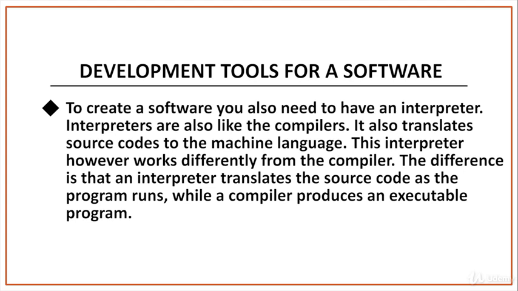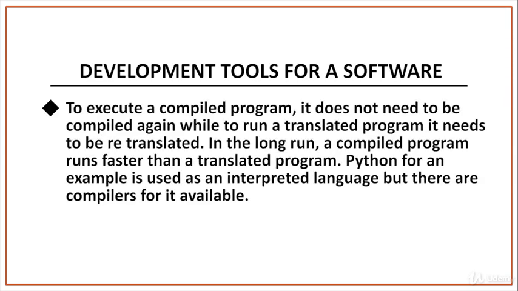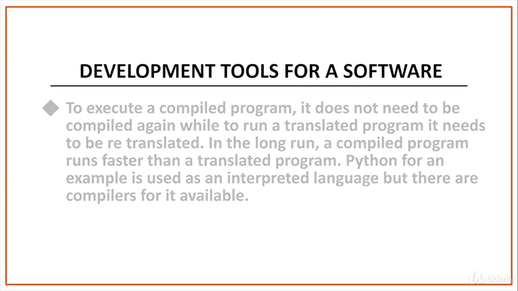The difference is that an interpreter translates the source code as the program runs, while a compiler produces an executable program. To execute a compiled program, it does not need to be compiled again, while to run a translated program, it needs to be retranslated. In the long run, a compiled program runs a lot faster than a translated program. Python, for example, is used as an interpreted language, but there are compilers available for it.